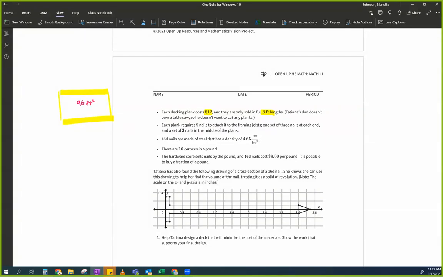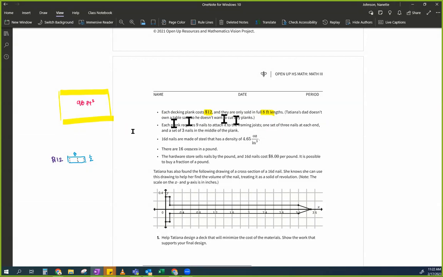Each plank is 8 by half, right? Each plank costs $12. Let's put that in this. Let's see. It requires 9 nails. Okay, so I'm going to go nail 1, 2, 3, 1, 2, 3, 1, 2, 3. That's what they described right there.